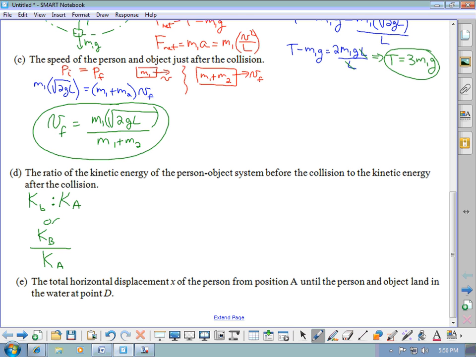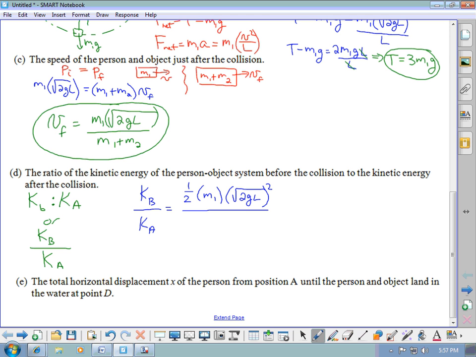So you need to find the kinetic energy before and the kinetic energy after. I'm going to use the fraction way. That's the easier way, I think, of setting this up because it allows you to simplify things if you choose. The kinetic energy before the collision over the kinetic energy after the collision: the kinetic energy before is 1/2 times the mass of the man, m1, times his speed right before the collision, the square root of 2gL, squared. So again, this is 1/2 mv squared.